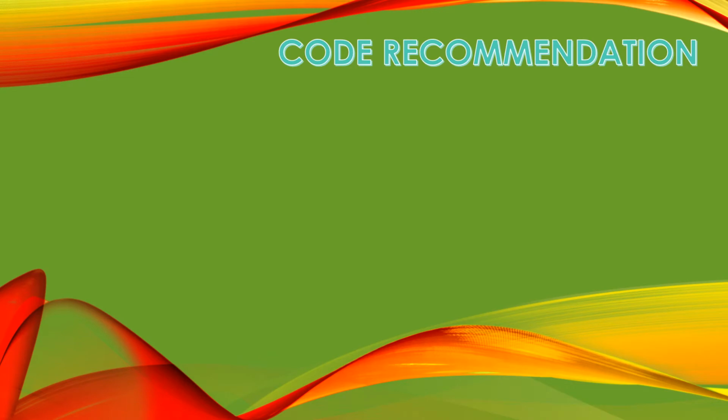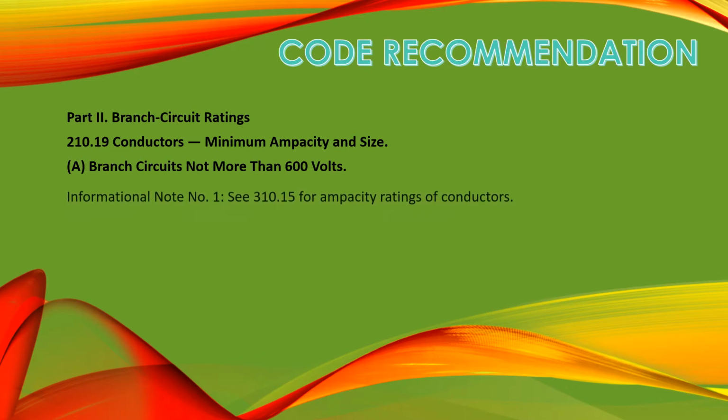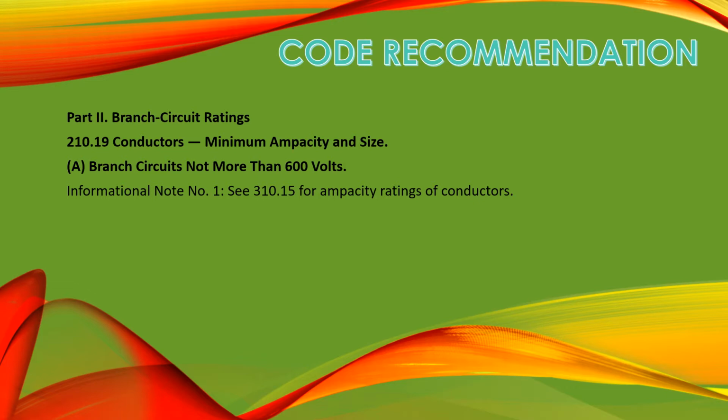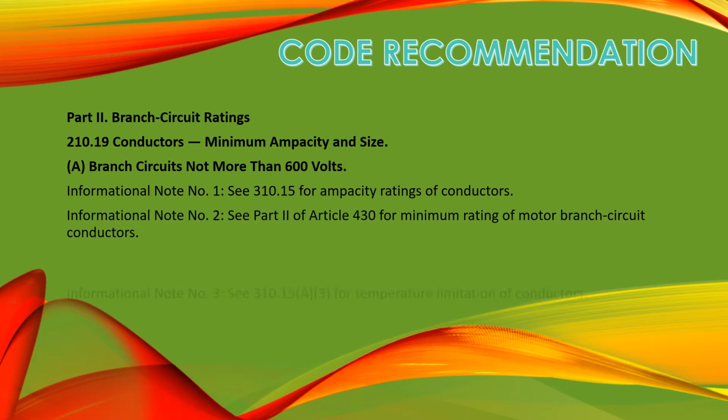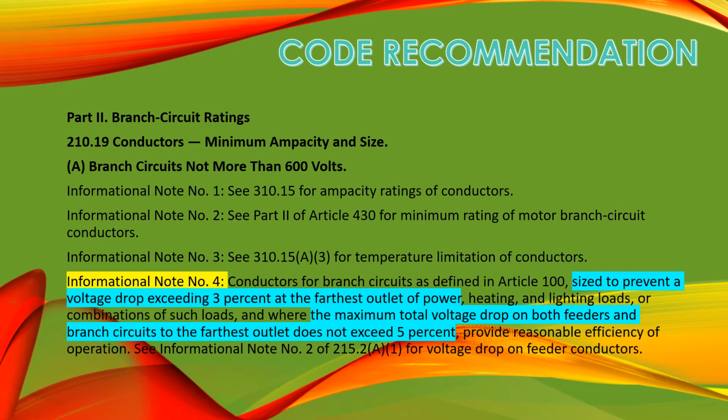Now let's go to the code recommendation. It is found in this section of the National Electrical Code, branch circuit ratings, 210.19, conductors, minimum capacity and size. A. Branch circuits not more than 600 volts. And it is mentioned in informational note number 4.